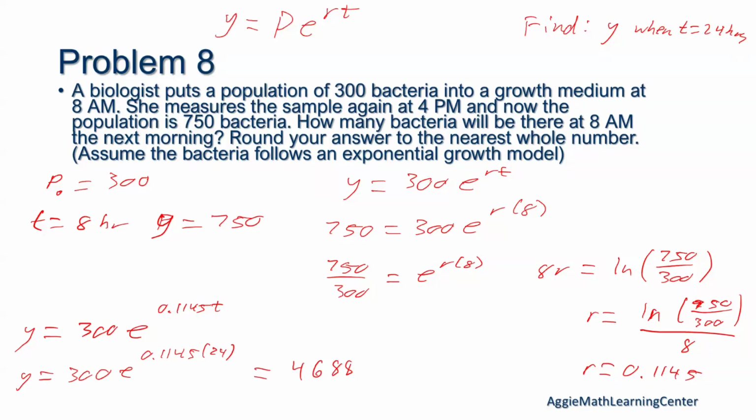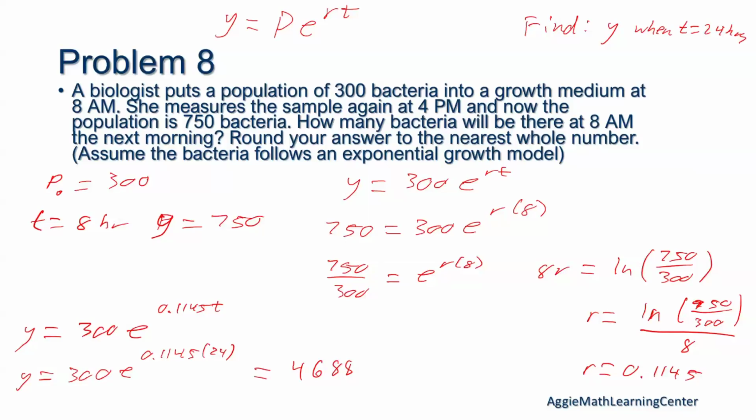If you were to plug in 750 over 300 equals e to the r times 8, would that give you r? Would that be an equation you can put in? Before you switched the equation to where you have 8r equals ln, could you put the earlier equation into a calculator and essentially get r still? So you would have to solve for what r is.